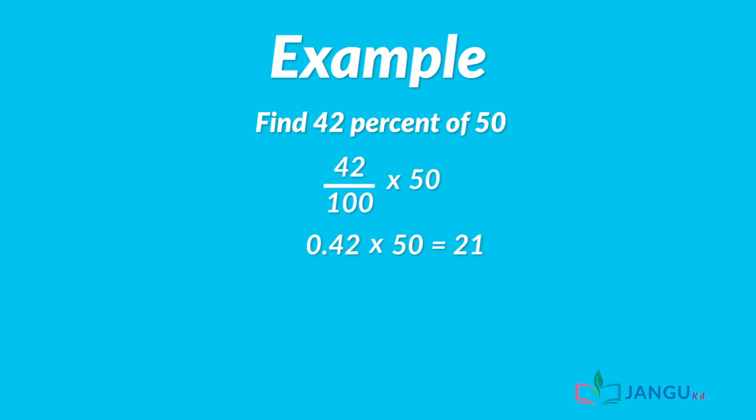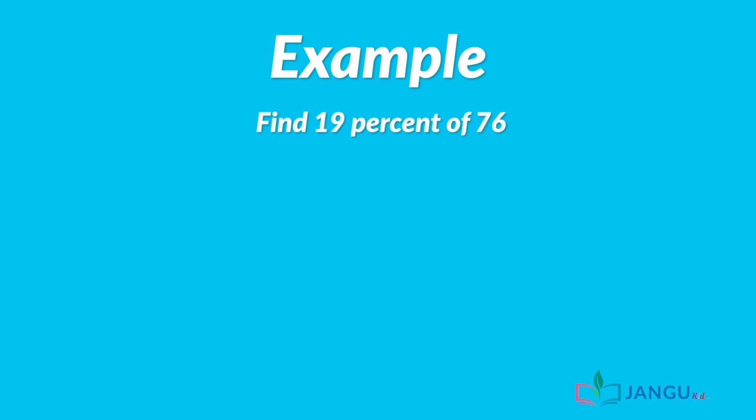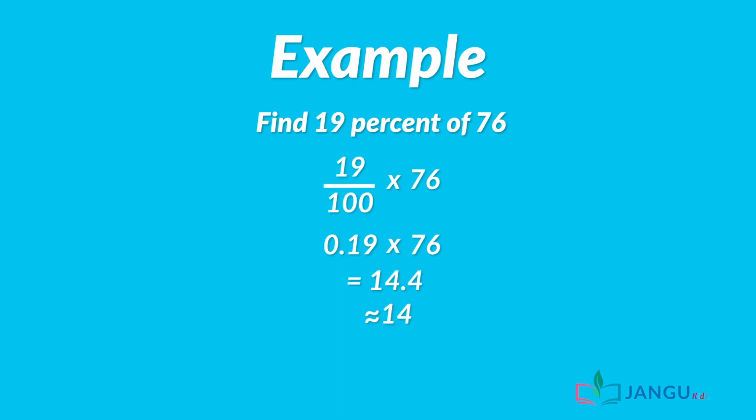Last example. Find 19% of 76. Again, first we express it as a fraction, 19 over 100. Then we multiply it by 76. 19 over 100 equals 0.19, multiplied by 76 equals 14.4, which is approximately 14. Therefore, 19% of 76 is 14.